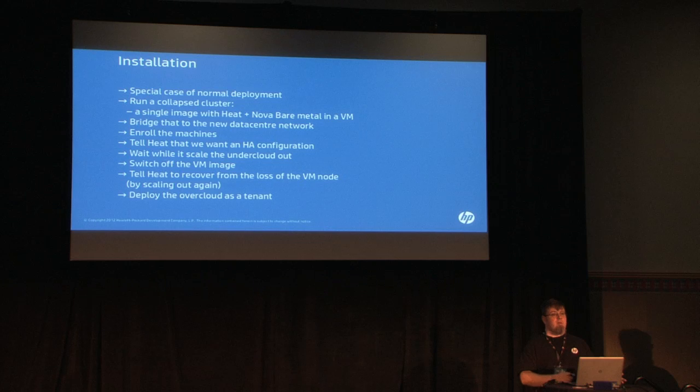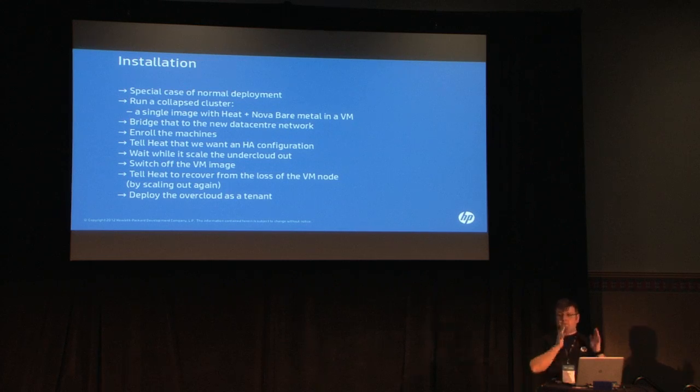Do that again. Heat will ask Nova for another bare metal node that will boot up, and it will drop a disk image on that that has the same thing. It has the whole vertical stack, and it will reassociate everything back into HA, and you're now fully operational. You've got a full bare metal cloud that can deploy to any of the other machines. You've got Glance, Keystone. And that, I think, is probably the simplest installation story I've heard. And this is why I'm talking about it, because I love it.